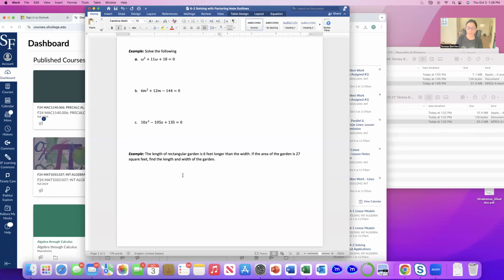It says the length of a rectangular garden, so a rectangle, is 6 feet longer than the width. Okay, and I'll show you how we take it from the problem statement to the given values on the notes. If the area of the garden, or the area of this rectangle, is 27 square feet, find the length and the width of the garden. Okay, that's what we're going to do first. Maybe last, because I don't have the problem statement of the other one, but I'll try to remember it.